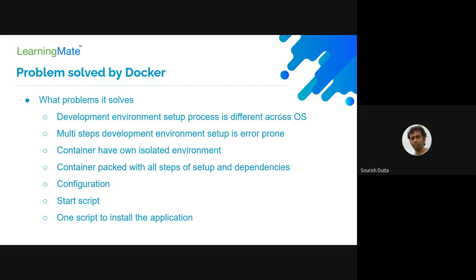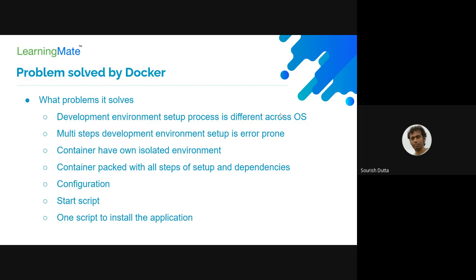And these steps are different based on the application. Some may be using Mac, some may be using Windows, so the steps are different, the installation of Java. But this is not a single step to install the development environment. This is a multi-step process, which may be error prone, right? If we misconfigure certain steps.